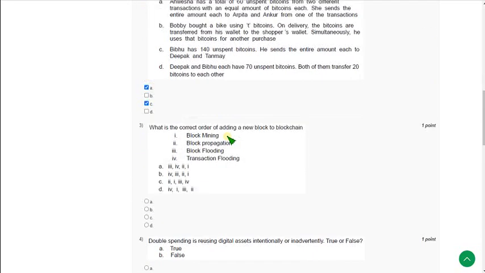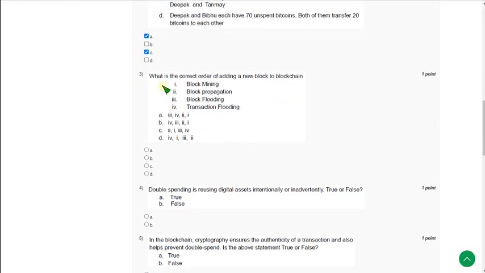And moving on to the third question. What is the correct order of adding a new block to a blockchain? So for this question, the probable answer is, when we add a new block, first transaction flooding is performed. It should be the first one. And next, block mining should be started. And next, block flooding, and finally block propagation. So the answer is option D. So mark option D as the correct answer for the third question.